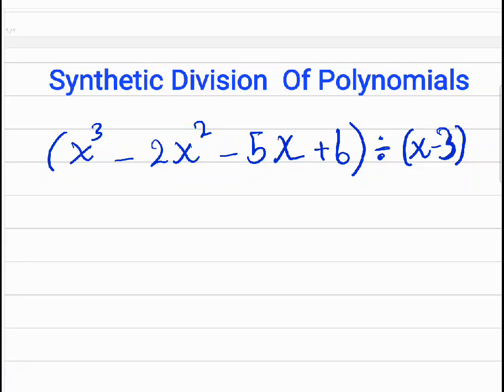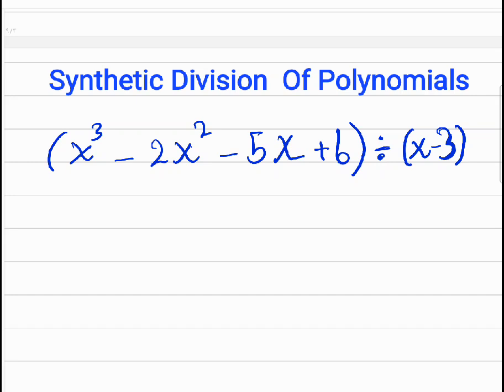We're going to focus on dividing polynomial functions using synthetic division. So let's start with this example. Let's say we have x cubed minus 2x squared minus 5x plus 6, and let's divide it by x minus 3 using synthetic division. How can we do this?